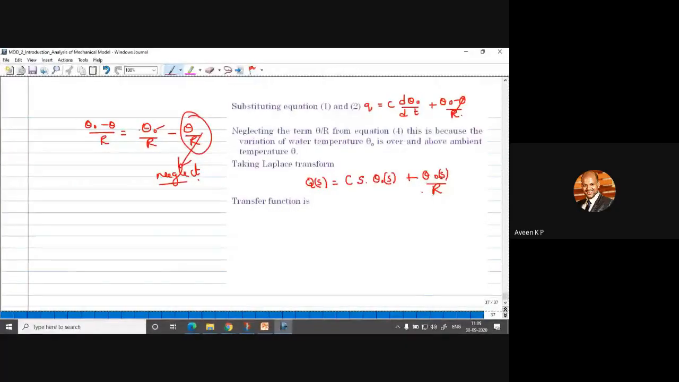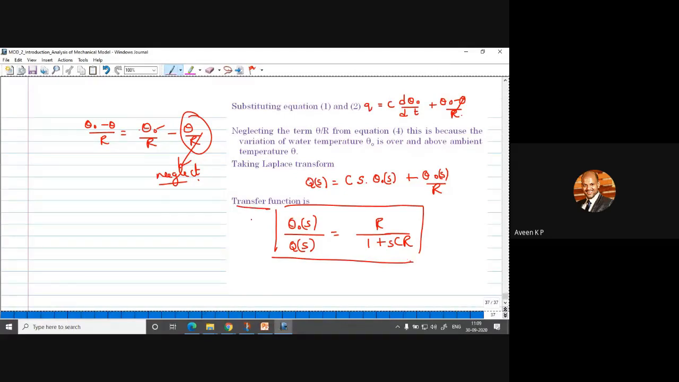Now the same I will represent, taking theta naught as common, as theta naught of S by Q of S is equal to R by 1 plus SCR. This is the transfer function, the ratio of output by input. This is the output value and this is the input value, and finally this is the mathematical model.